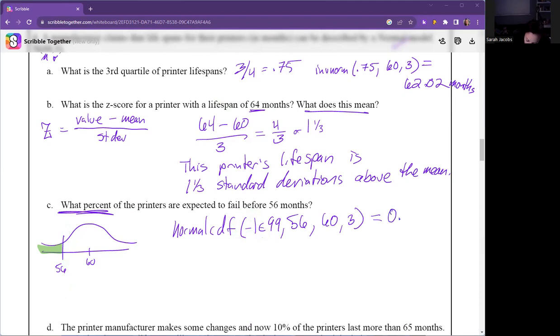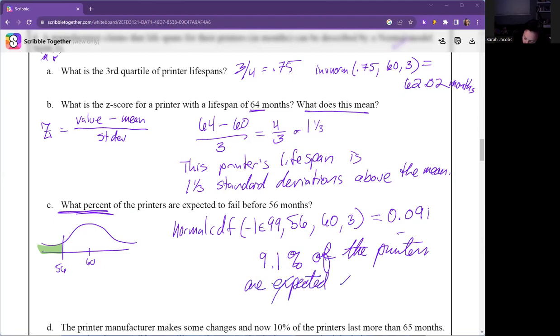So that's about 0.091. So 9.1%, horrible. 9.1% of the printers are expected to fail before 56 months. Cool.